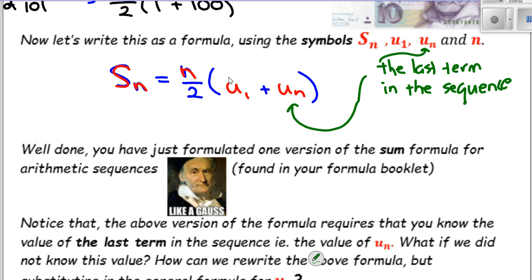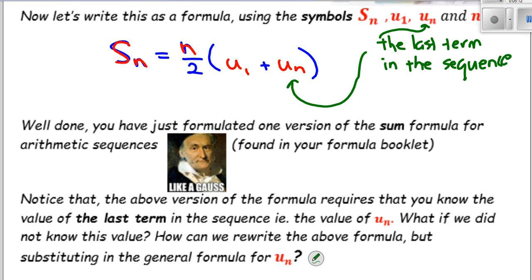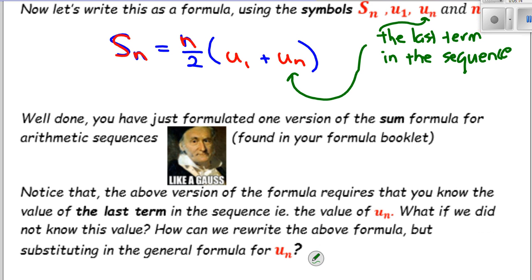So we're going to actually just prove that if you sub in the formula for U of n, collect like terms, you get the second version of the formula, which is in the booklet. So we're about to just generate that ourselves, just so you can see where it comes from. So well done, you've just formulated one version of the sum formula for arithmetic series found in your formula booklet.